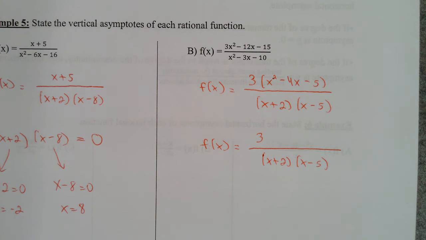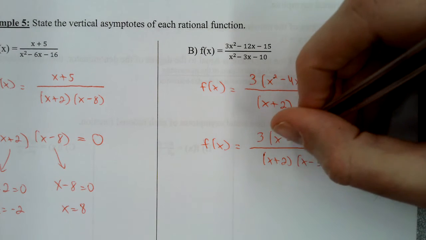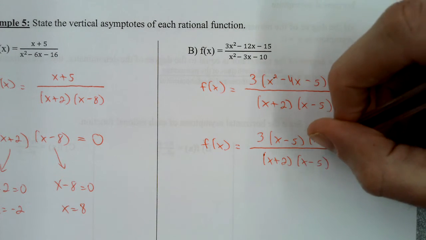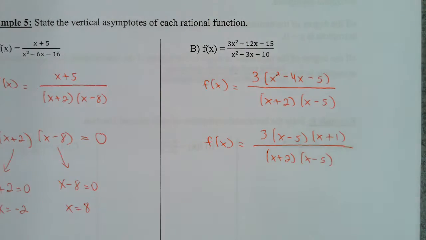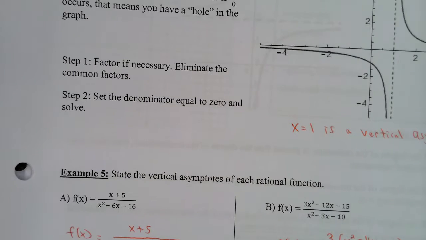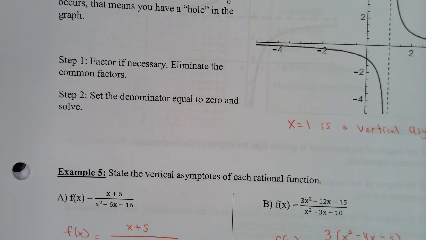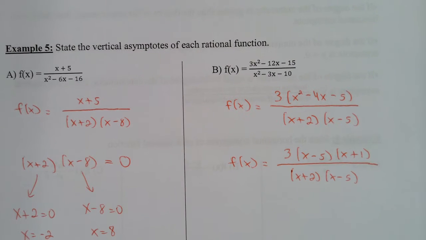Multiply to negative 5, add to negative 4. So it'll be x minus 5 times x plus 1. Now, you have to be careful, okay? Because it says step 1, factor if necessary. Eliminate the common factors. You have to eliminate the common factor, okay?